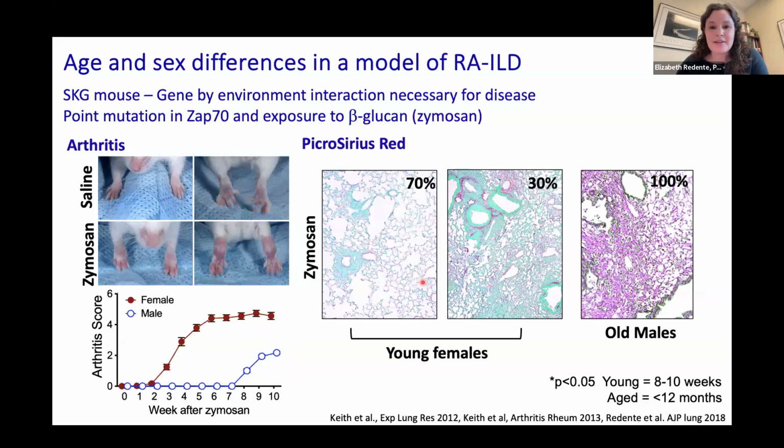In young female mice, 70% develop a very mild inflammatory and subfibrotic histology, which is depicted here in this picrosirius red image where the collagen is red. And about 30% develop an NSIP-like fibrotic lung disease. However, in aged males, so these are males over a year old, they develop a progressive and fatal fibrotic disease. So there's differences in arthritis in this model based on sex, and there's differences in the percentage and type of fibrosis seen in the lungs, again, based on sex and age.